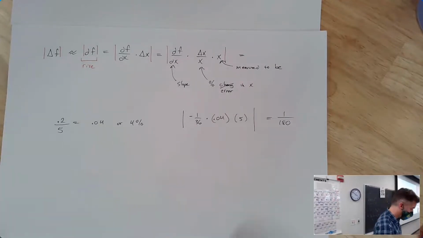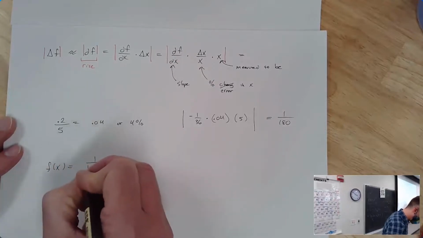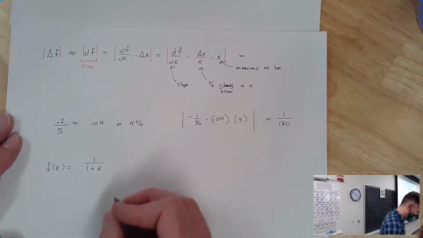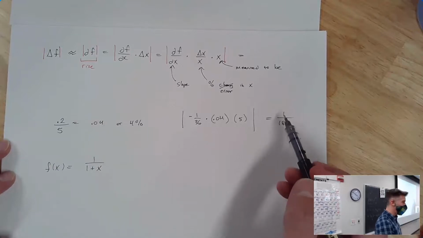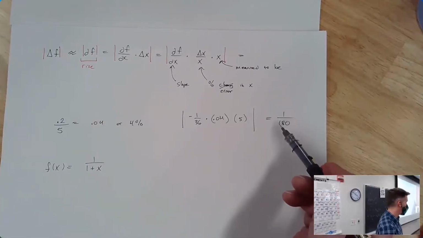Right, so if you look back at the original function, which was 1 over 1 plus x, and if you go either 0.2 to the right or 0.2 to the left, it's going to go up or down by approximately 1 over 180. Not exactly, but approximately.